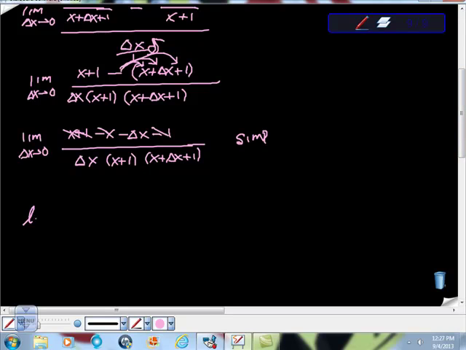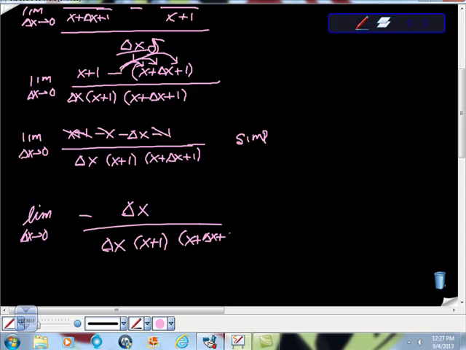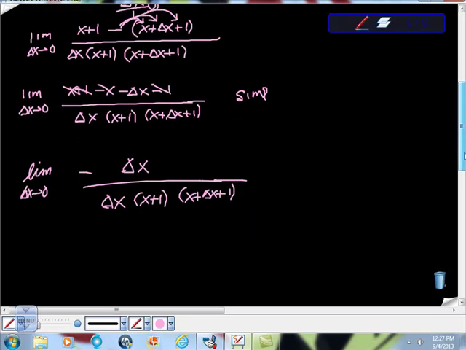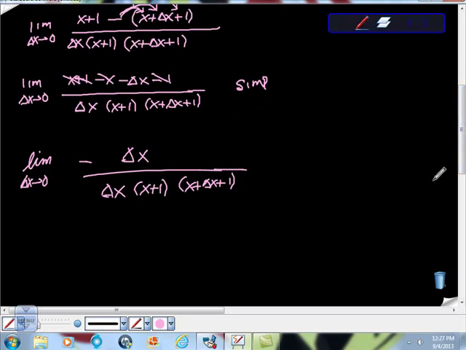It leaves me with the limit as the change in x goes to 0 of negative change of x, over change of x times x plus 1 times x plus change of x plus 1. This one is that one. This negative sign is that one. Holy macaroni. Seems like a lot, doesn't it? But everything is actually going fine, because I'm going to simplify again.